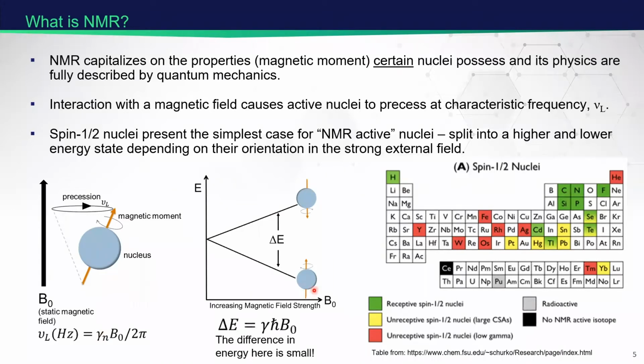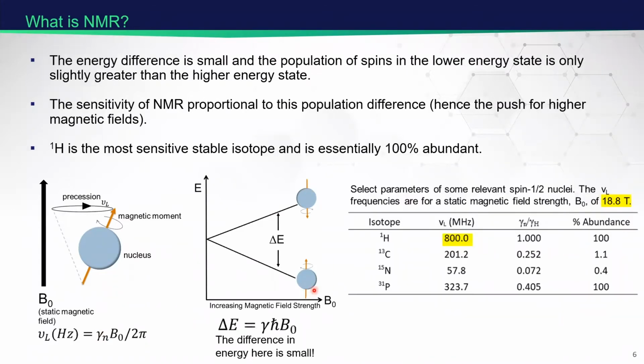Now, this energy difference is really, really small, so in an ensemble of nuclei in these magnetic fields, the actual population, the number of nuclei that are in the lower energy state, is quite small. And the sensitivity of the NMR experiment is actually proportional to this population difference. And this is why it's one of the least sensitive techniques relative to others. Also, since we can't change fundamental physical constants, as you can see here, we can increase this energy gap by increasing magnetic field strengths. And so there's always a push to keep going up in magnetic field.